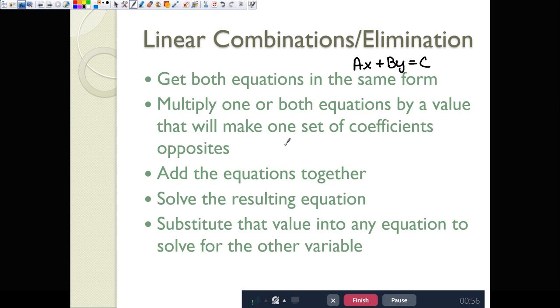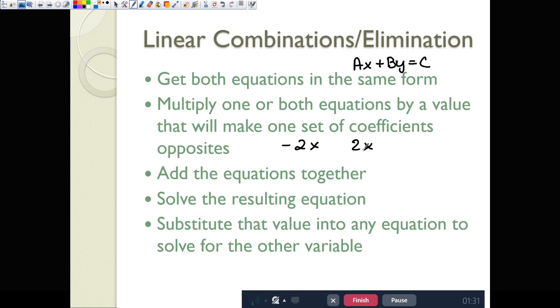So, if one of my coefficients was 2x, what would have to be the opposite of that? Yeah, so if I have negative 2x, a positive 2x. Those would be opposites, okay? No, just opposites, not the reciprocal, okay? Then we're going to add the equations together, because if I add 2x plus negative 2x, I would get 0, and that's what we're trying to do. We're trying to eliminate. Okay?